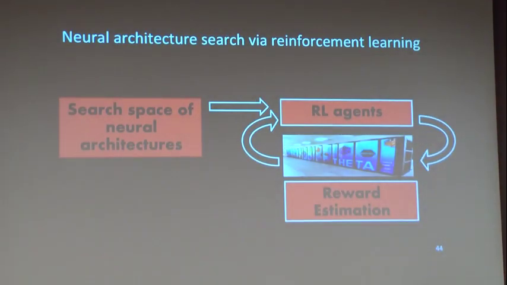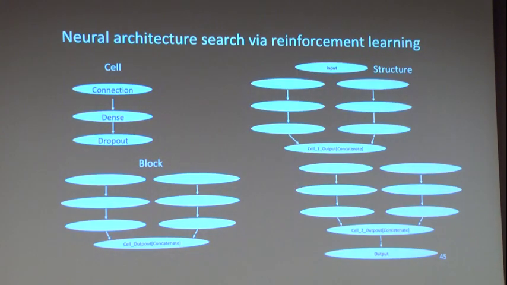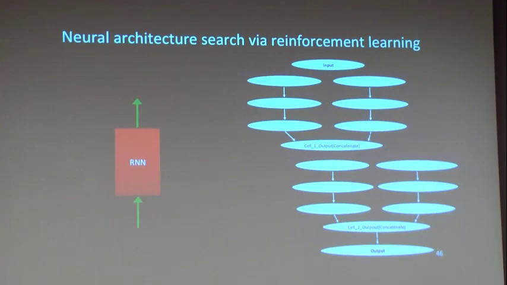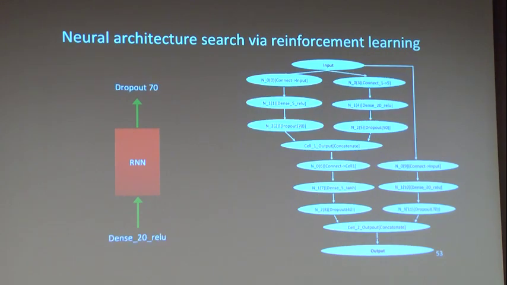So what we did here is the following. We use reinforcement learning to automatically construct neural nets, because constructing neural nets is a time-consuming process. So how we do that is shown here. So we have cell and block and the structure. So block consists of cells, and the structure consists of a number of blocks. And we use a recurrent neural net as an agent now. This guy is the agent, and that makes decisions, and it will construct the neural net as shown here.